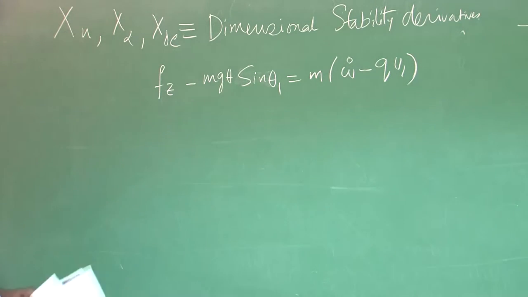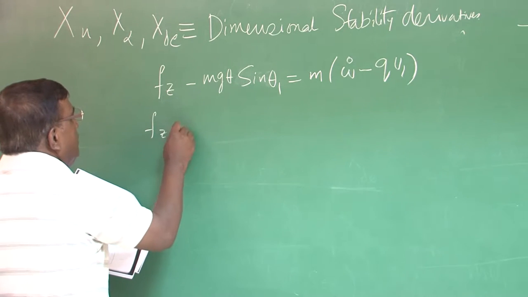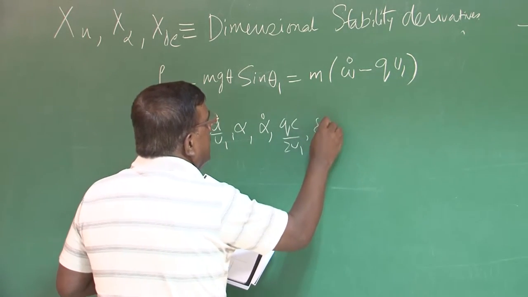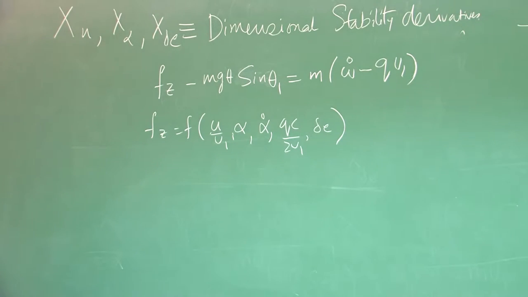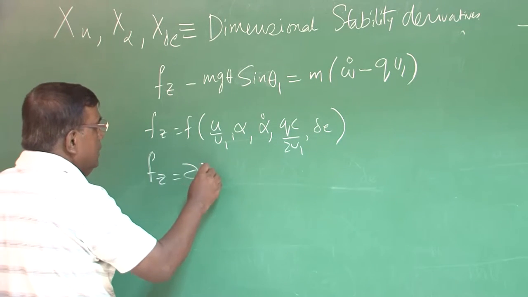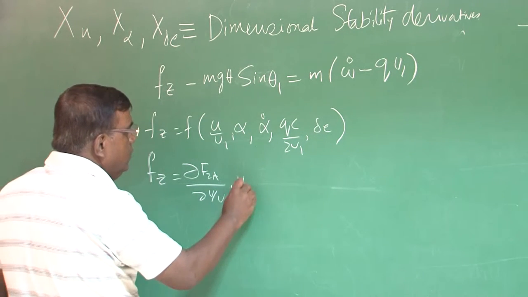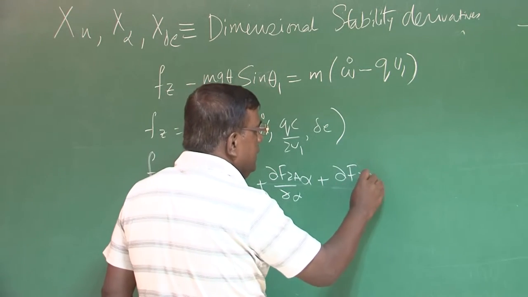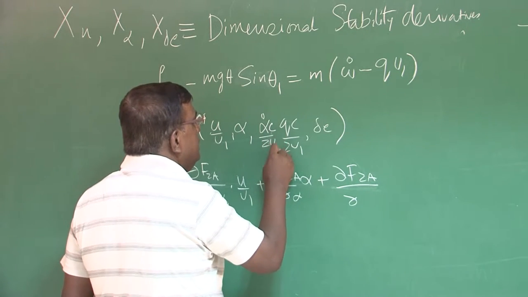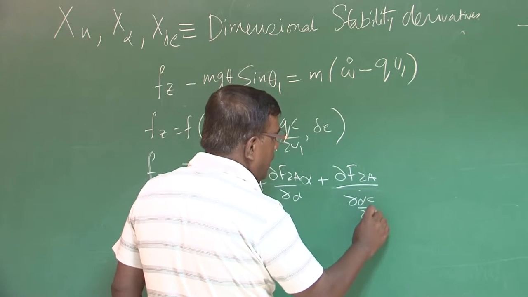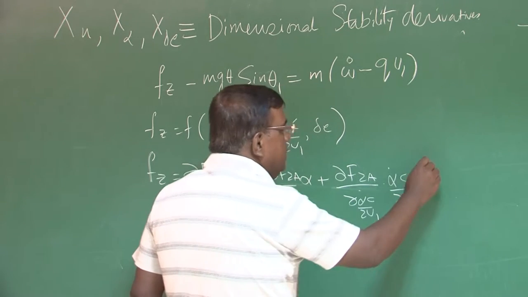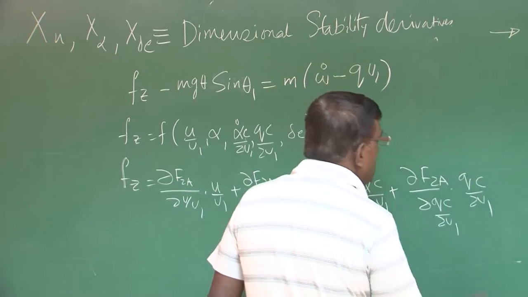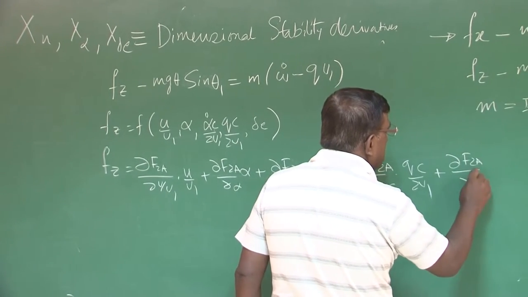If I pick the second equation, again Fz will be a function of u by u1, alpha, alpha dot, q c by 2 u1, and delta e. Then I can write Fz as dFza by d(u by u1) into u by u1 plus dFza by d alpha into alpha plus dFza by d alpha dot; we'll non-dimensionalize this, so d(alpha dot c by 2 u1) into alpha dot c by 2 u1, plus dFza by d(q c by 2 u1) into q c by 2 u1, plus dFza by d delta e into delta e.